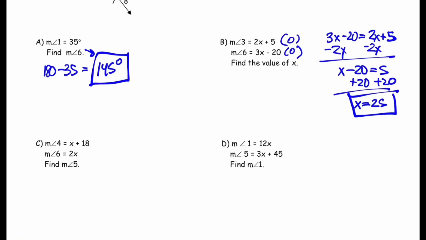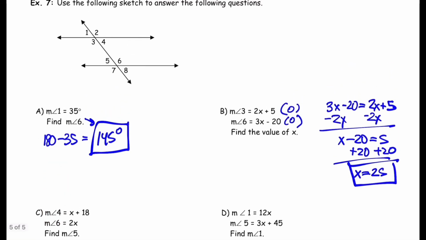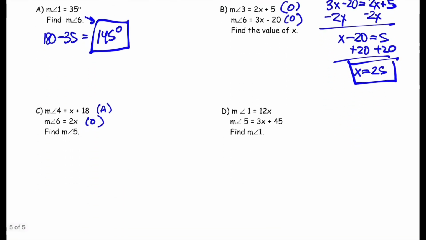So measure of angle 4. Find it in the diagram. Measure of angle 4 is right here. Trace it. That is acute. And measure of angle 6, I think we already talked about 6, that is obtuse. So notice, if one's acute and one's obtuse, they are not equal. So now we're going to have to add them up and set that equal to 180.